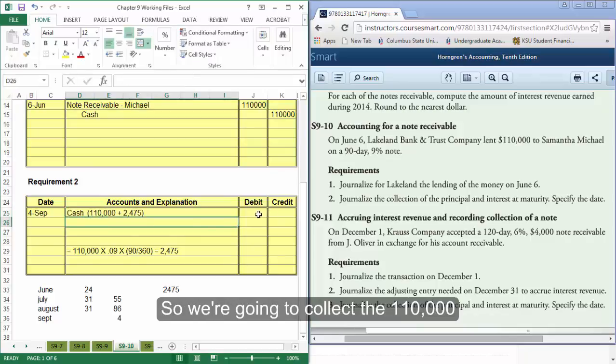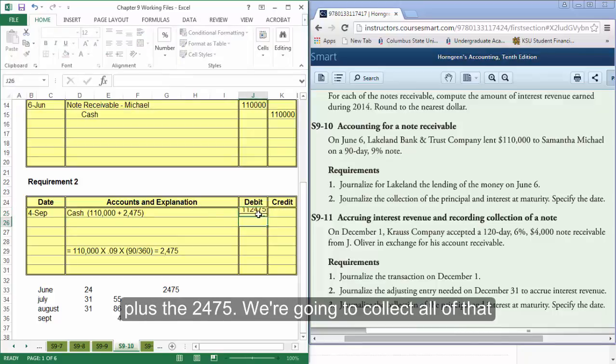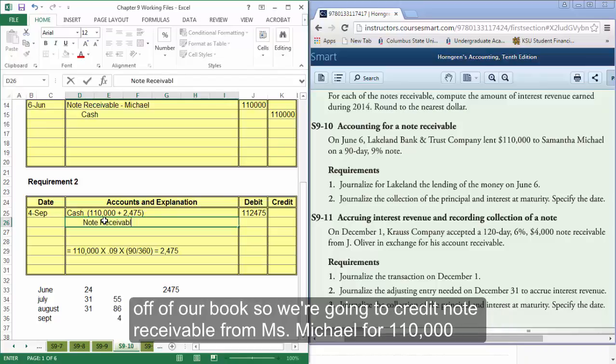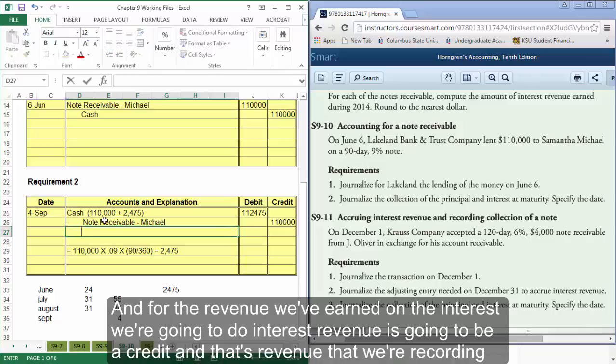So that's how much cash we're going to collect when this matures. We're going to collect the 110,000 plus the 2,475. And when we collect this, that means the note is no longer due to us, so we need to get that note receivable off of our books. We're going to credit note receivable from Miss Michael for the 110,000. And for the revenue we've earned on the interest, interest revenue is going to be a credit.